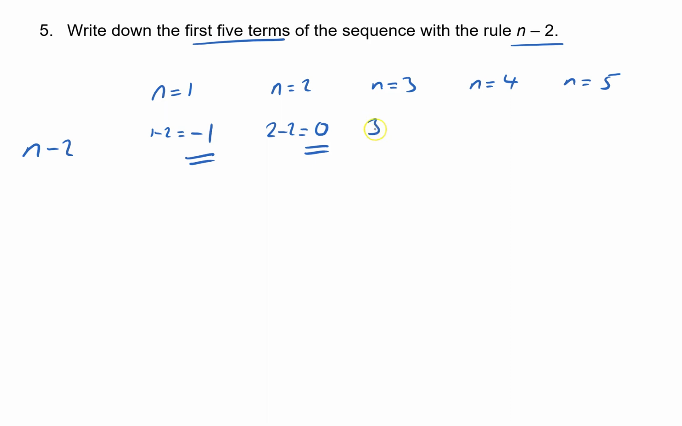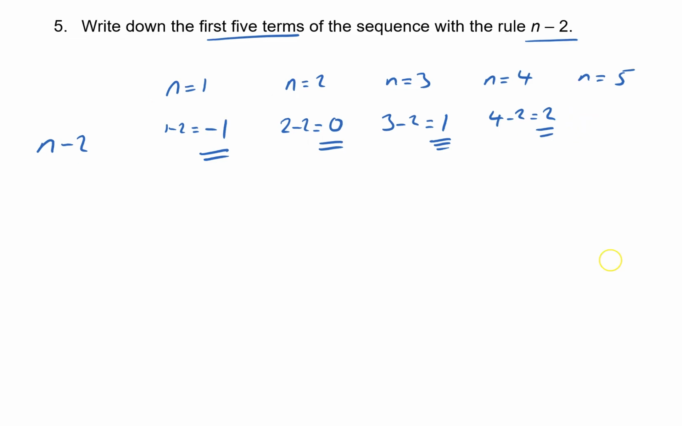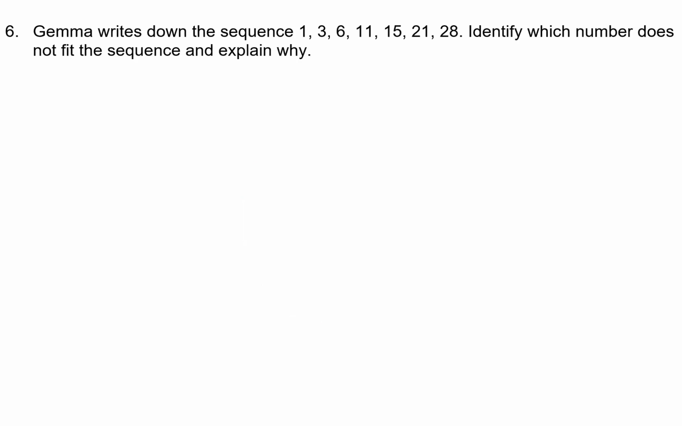The next time I'll have to do n, which is 3, take away 2, and that gives us 1. The next will be 4, take away 2, which is 2. And then finally, the last one will be 5, take away 2, which equals 3. And those are the first terms, the ones I've underlined. And that's 5 done. And now on to 6. Okay, which one doesn't fit? I'm going to write them out again so I've got more space. 1, 3, 6, 11, 15, 21, 28.